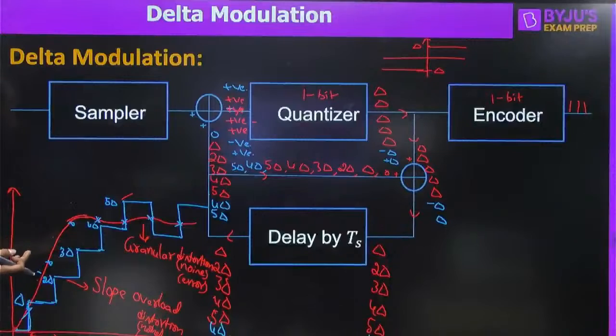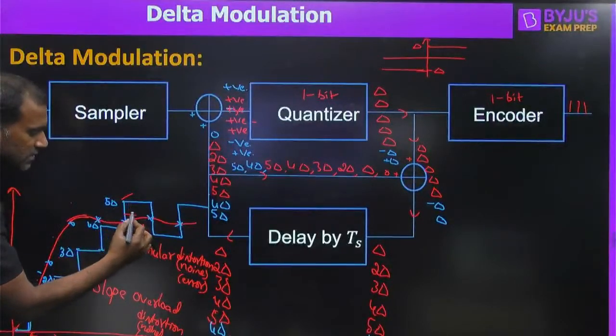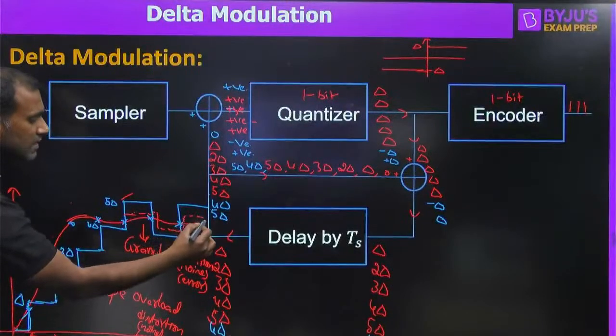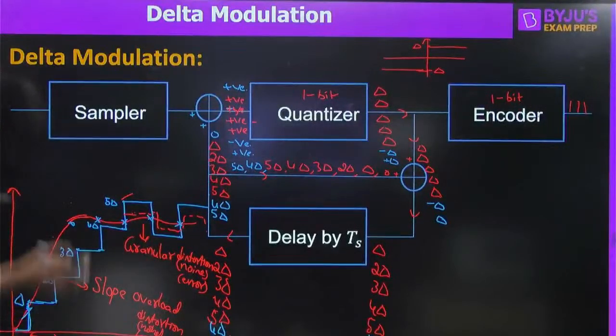As you increase the step size, slope overload distortion decreases, because as you increase the step size, we are increasing the slope of the staircase or speed of the staircase. As you increase the speed of the staircase, slope overload distortion decreases, but granular distortion increases. Similarly, see this one here. If you can decrease the step size, if you can make sure that the step size is smaller like this, then the distortion will decrease here. So you can decrease the granular distortion by decreasing the step size.